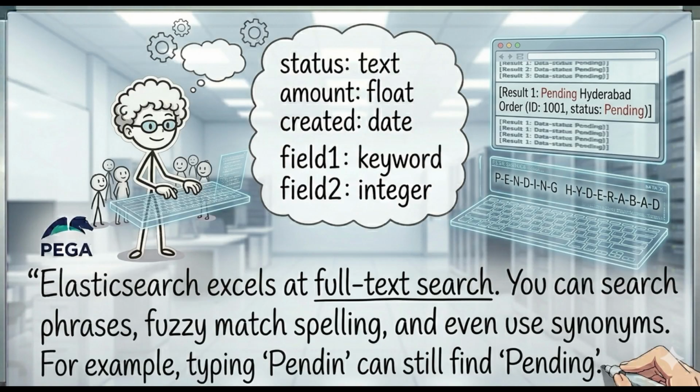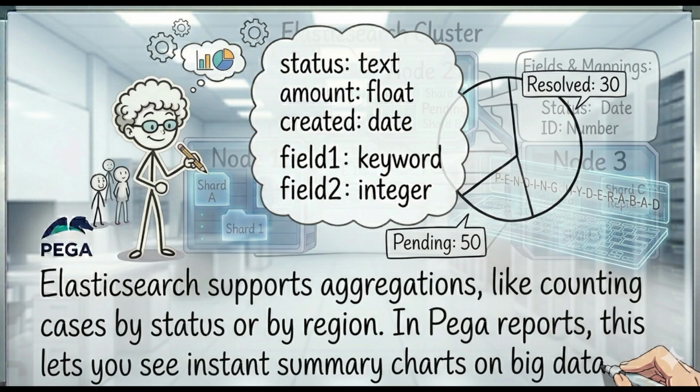Elasticsearch excels at full-text search. It handles phrases, fuzzy matches for typos, and even synonyms. For example, even if a user types pending with a missing letter, the engine will still find the pending cases they need. The engine also supports powerful aggregations.